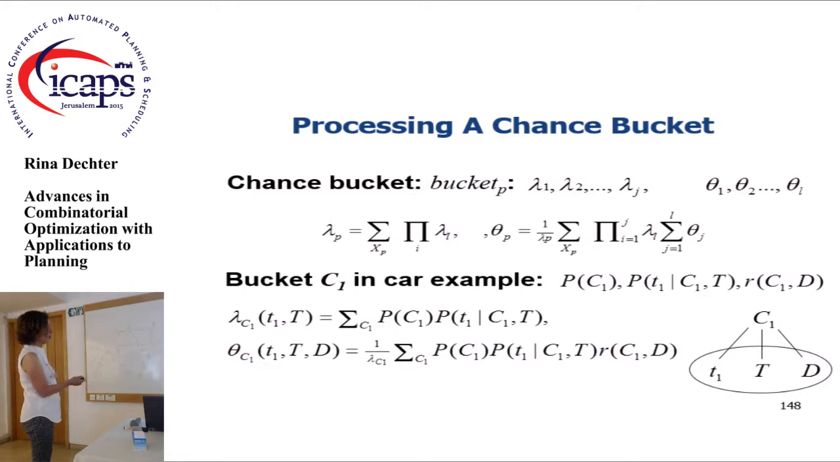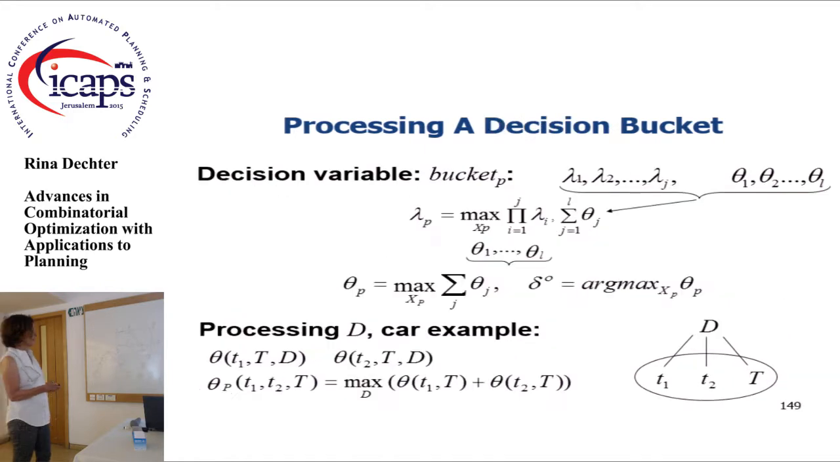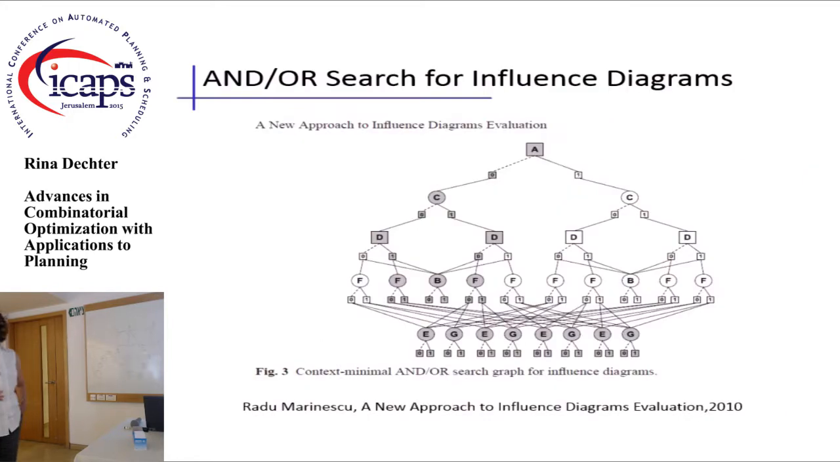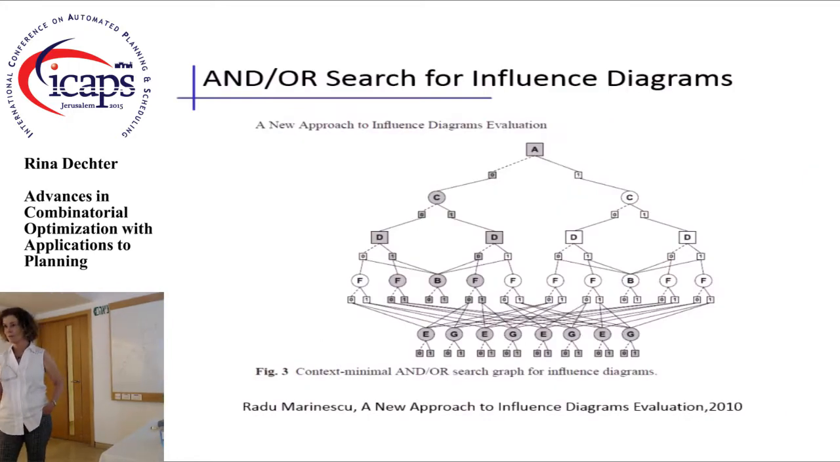Here is the general rule for how you take the probabilistic function and theta function and generate these new functions: the lambda functions as usual, and the theta function as the expected utility of the functions that you have in the bucket. Processing decision variables and chance variables. But the interesting thing is how to do the search. So this is what we are now working on.